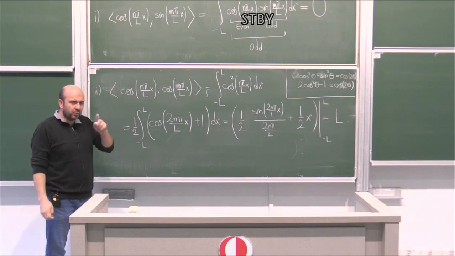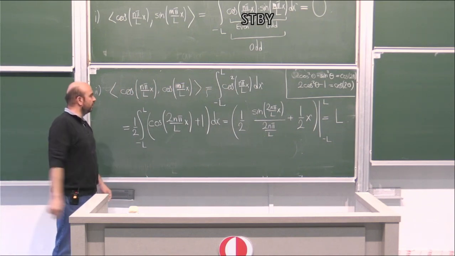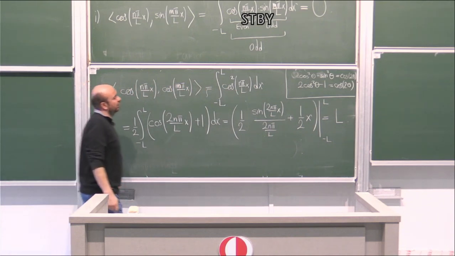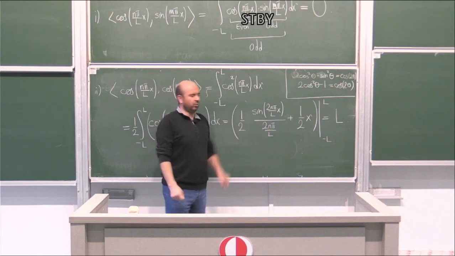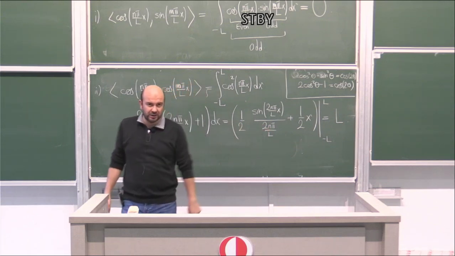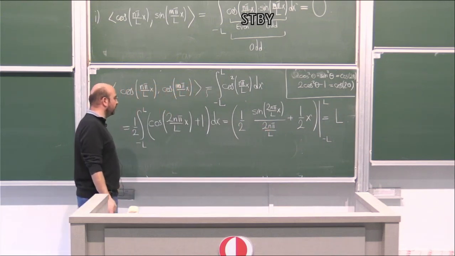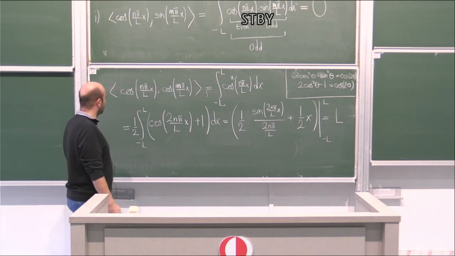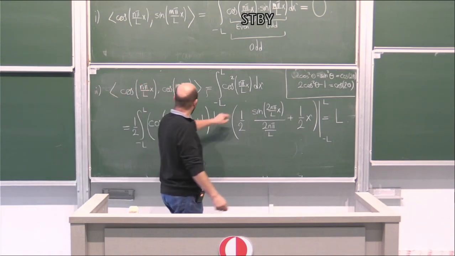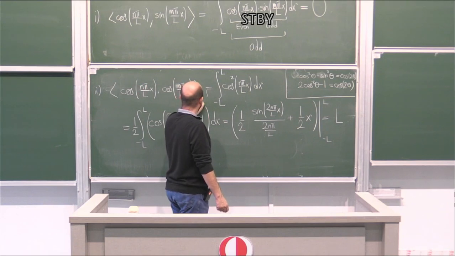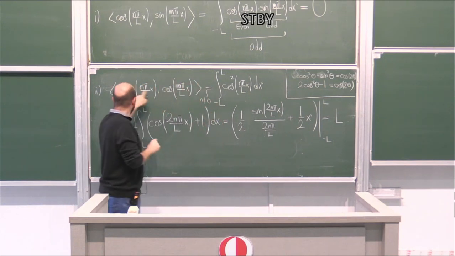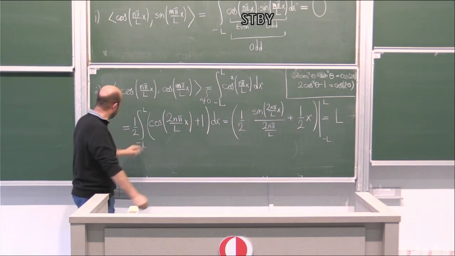But there is one thing we are forgetting here. This formula is fine whenever n is not 0. But for the cosine, we have the n equal to 0 case too. So here, I'm assuming n is not 0. Because if n is 0, we get 1, 1. So let's do that differently.